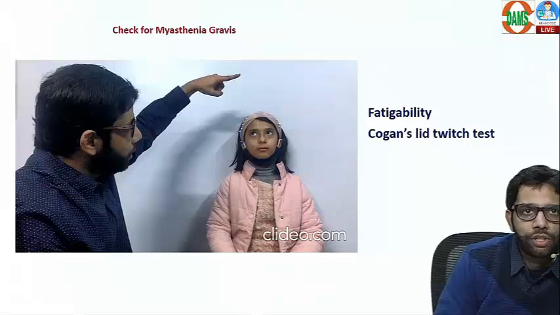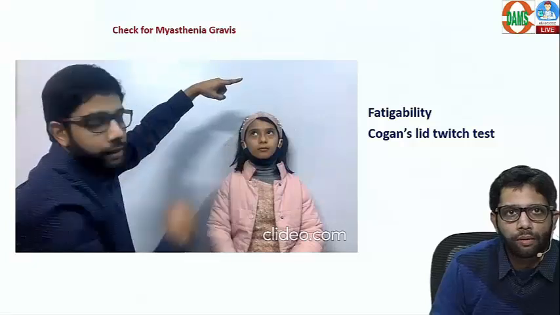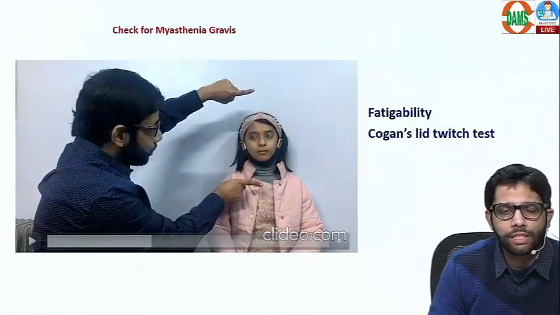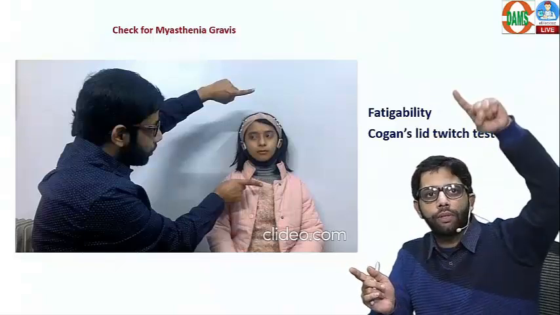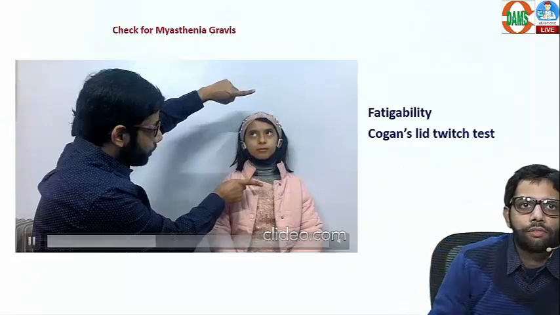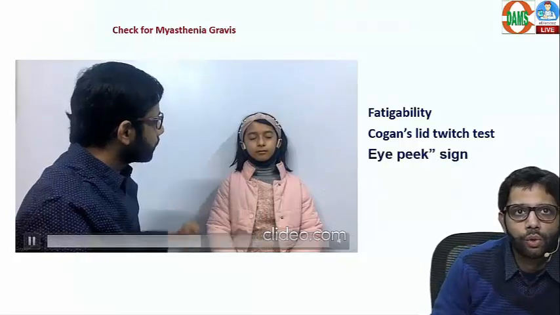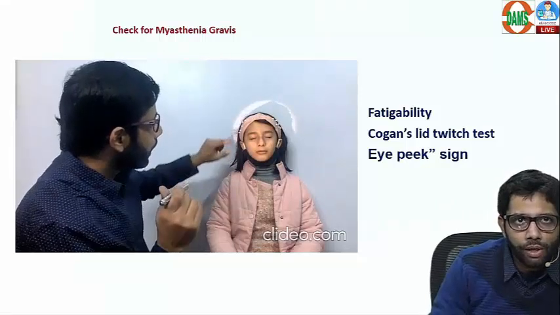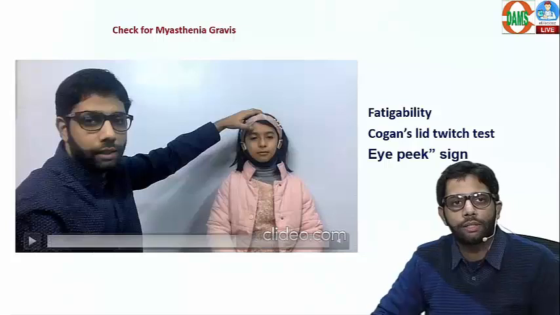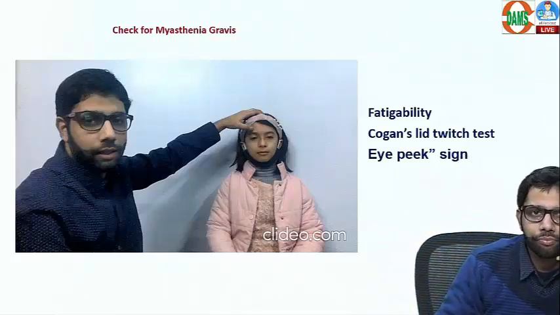Second is the Cogan lid twitch test. You hold your two fingers like this and ask the patient to look up, down, up, down, and look for overshooting of the upper eyelid in myasthenia gravis. Then the eye peek sign. You ask the patient to close the eyes. Orbicularis is also a skeletal muscle, it becomes weak, and slightly it will open like the eye is peeking. That is the eye peek sign.